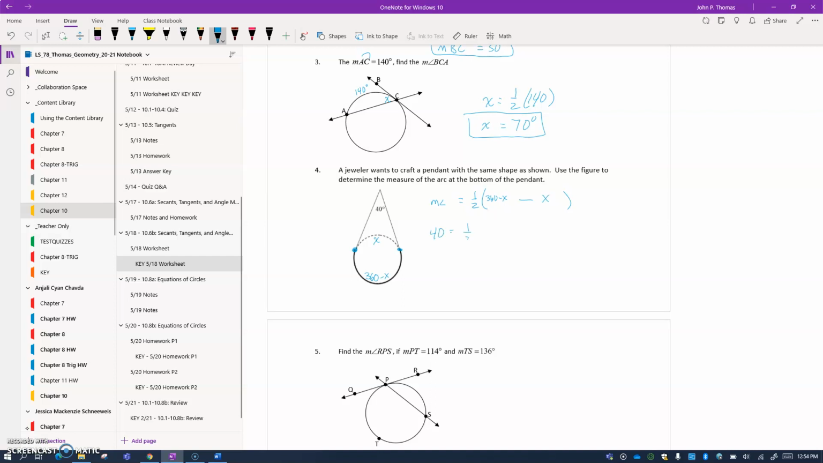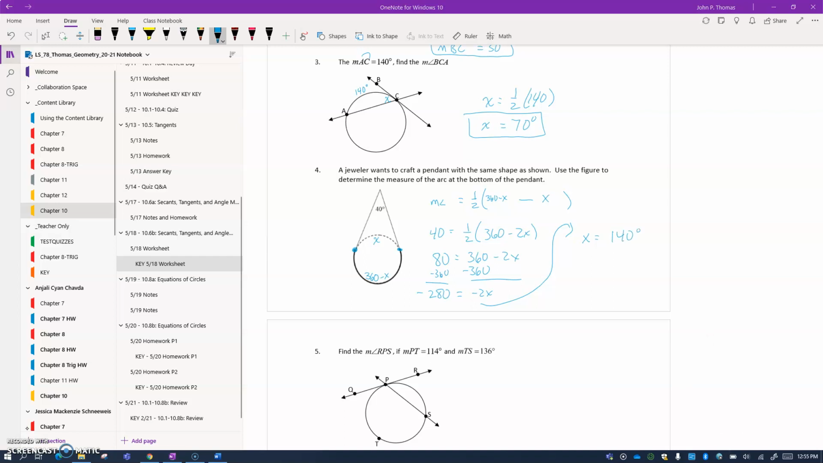So 40 equals 1/2 times 360 minus 2x. All right, we'll multiply both sides by 2 to clear that half. That's 80 equals 360 minus 2x. We'll subtract the 360 off both sides. All right, that'll get us to negative 280 equals negative 2x. And then x, if we divide both sides by negative 2, will be 140 degrees.